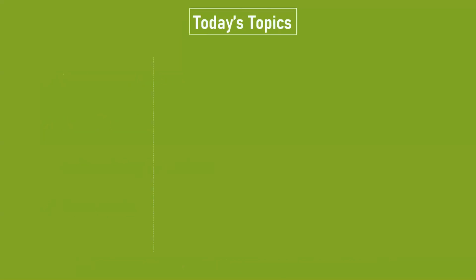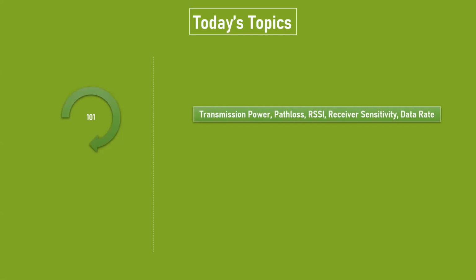I'll just list down today's topics so that you know what you're going to be looking at, what's the glossary, what's the vocabulary that you're going to take home. We'll be first talking about the 101, as I said, a recap. And in between, when we will be talking about the 101, we'll explore these terminologies, those technical jargons that you see in wireless communications: transmission power, path loss, RSSI, receiver sensitivity, and data rate.